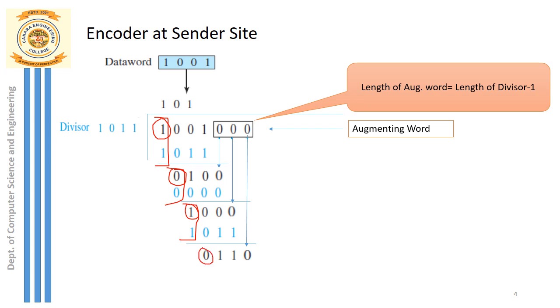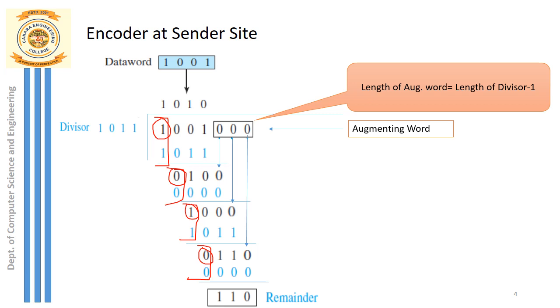We perform multiplication with divisor with 0 and we get 0000, and again we leave the leftmost bit and perform the XOR operation and we get the remainder as 110. Since there is no bit left in the dividend, we consider 110 as the last remainder. We don't use the quotient here.